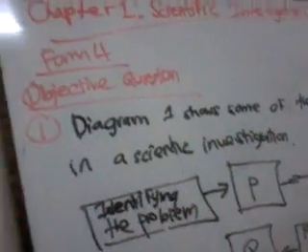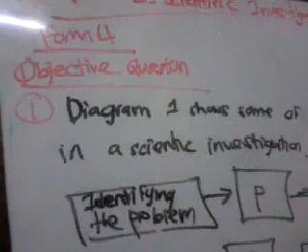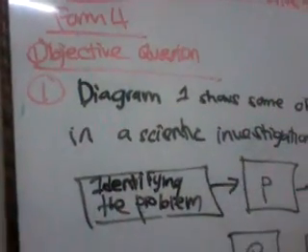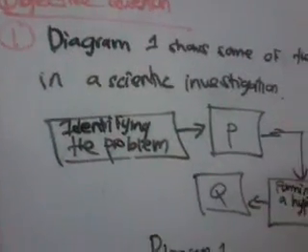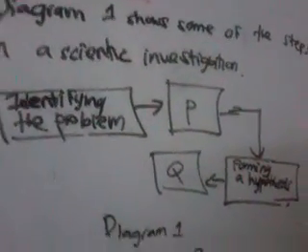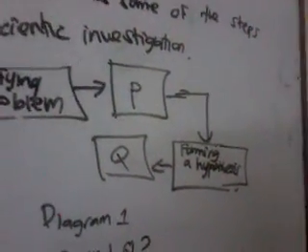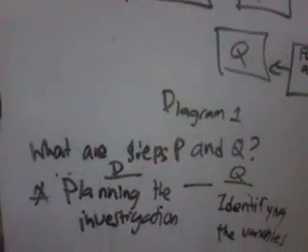Everyone, today we're going to study Chapter 1, Scientific Investigation, Exercise 4.4. Objective question, question number 1. Diagram 1 shows some of the steps in a scientific investigation. P: identify the problem. Q: forming the hypothesis. In Diagram 1, what are the steps P and Q?